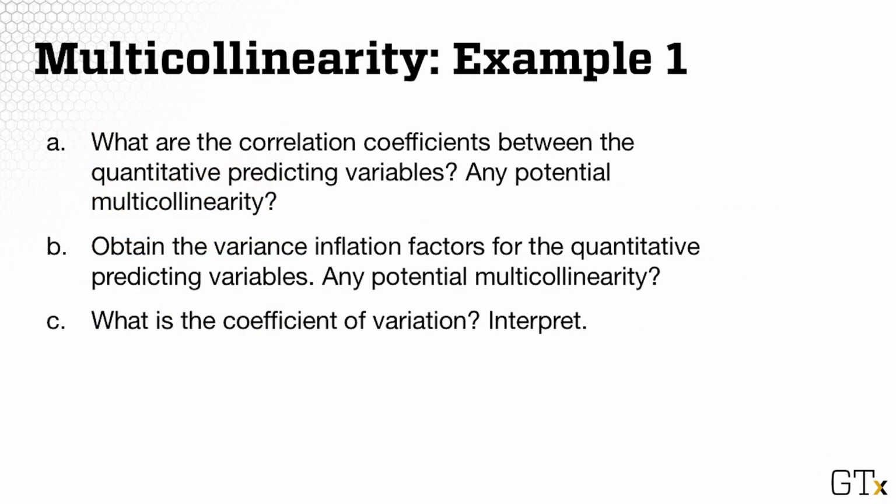The questions that we'll address in this example are as follows. What are the correlation coefficients between the quantitative predictive variables? Any potential collinearity? And I will also illustrate how to obtain the variance inflation factors, and we also will identify multicollinearity with those factors. And we'll also look at the interpretation of the coefficient of variation.